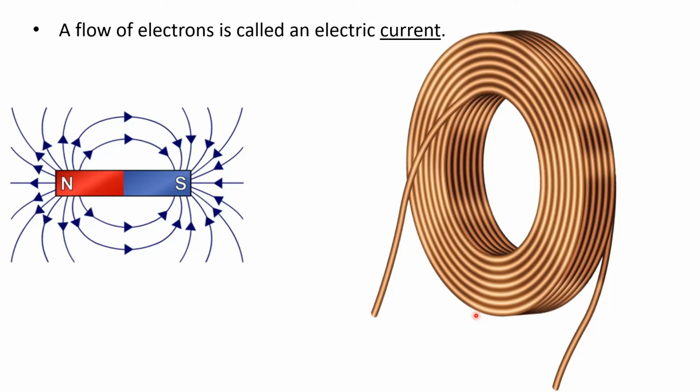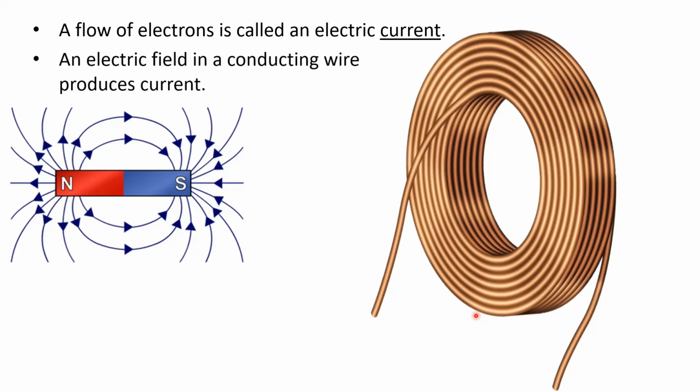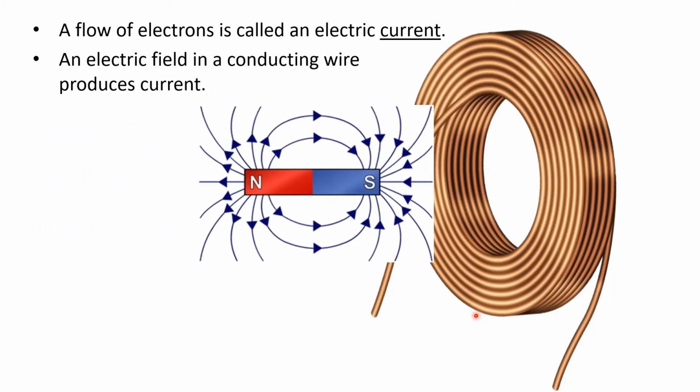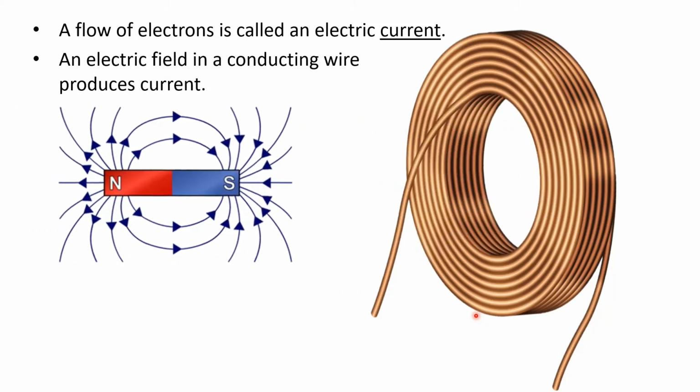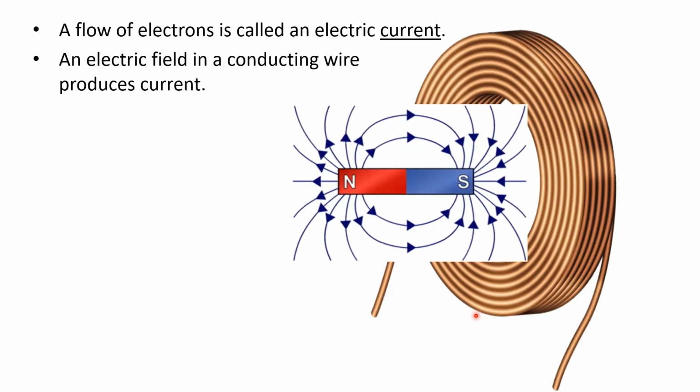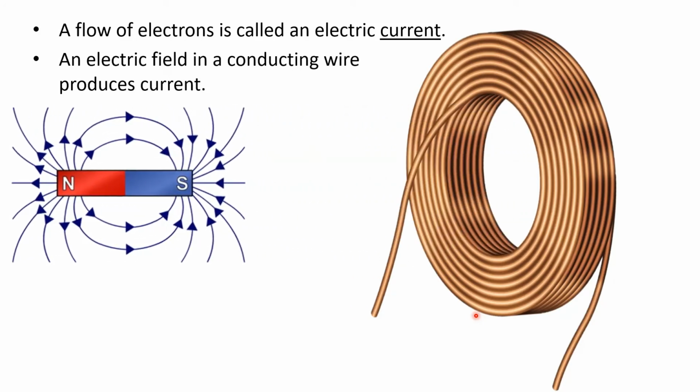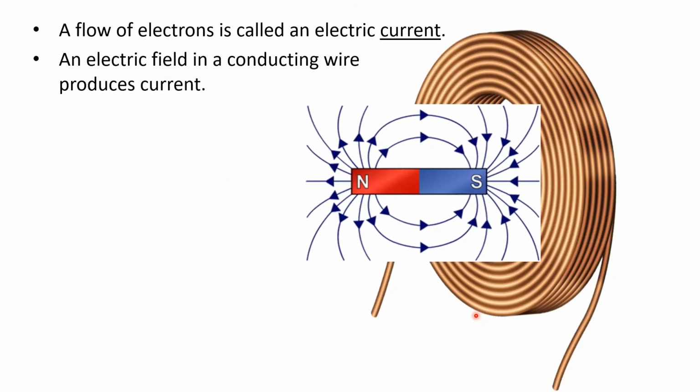So if we want to create current in a wire, what we actually do is create an electric field, and then that electric field starts to push the electrons around. So I'm going to say that an electric field in a conducting wire produces current. One way to create an electric field is to use a changing magnetic field. In this case, I can create that changing magnetic field by simply moving that bar magnet around. The key is that the magnetic field has to be changing. That's why I keep moving it back and forth.